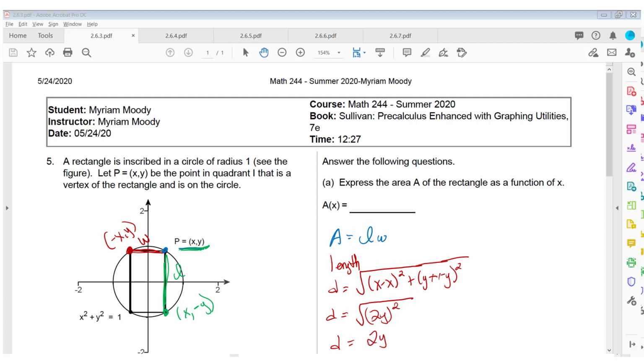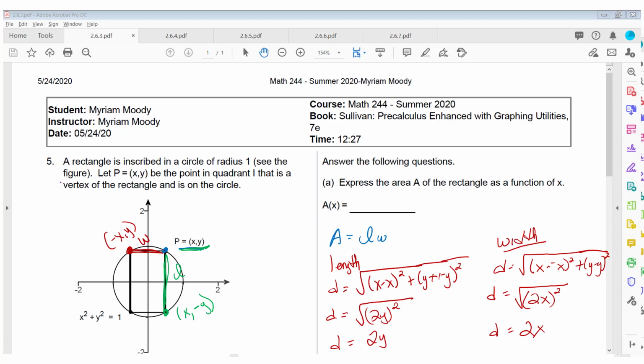Cool? All right, let's look at the width. So the width is going to be from xy to negative x, y. So again, I have the square root of x minus a negative x, squared, and then y minus y, squared. Well, I like that y minus y, don't you? So it looks like it's the square root of 2x squared, because those y's drop out, don't they? Or just 2x. Agreed? All right, so let me move to the next page.